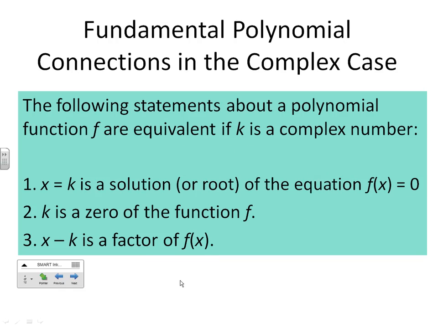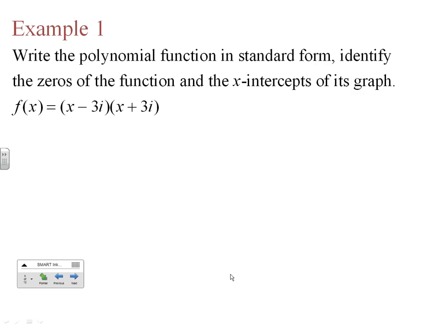The fundamental polynomial connections in the complex case basically is saying that all of the things we know about normal zeros are true for complex zeros, or non-real zeros, as well. That if x equals k is a solution or root of the equation f of x equals 0, then it's also considered a zero of the function, and then x minus k would be a factor. It doesn't matter if it's a non-real zero, it still works the same way.